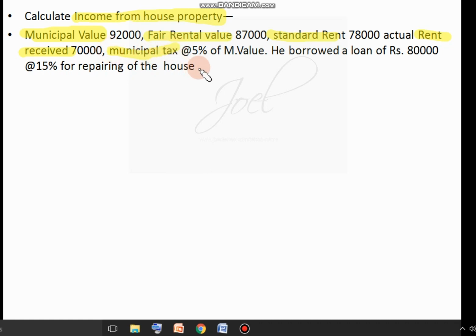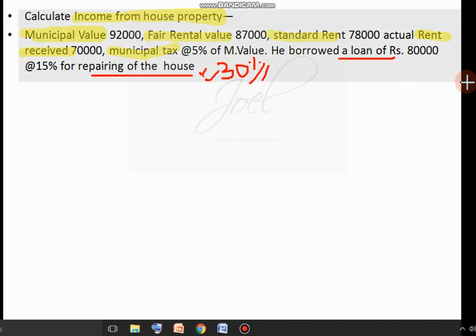You will calculate municipal tax. You deduct municipal tax and arrive at annual value. From annual value, there are two deductions you are supposed to consider: one is 30% standard deduction, and one more is interest on housing loan. The information given relates to a loan borrowed for the repairing of the house, so that we have to consider for our calculation purpose. These are the things you should know by seeing this particular problem.